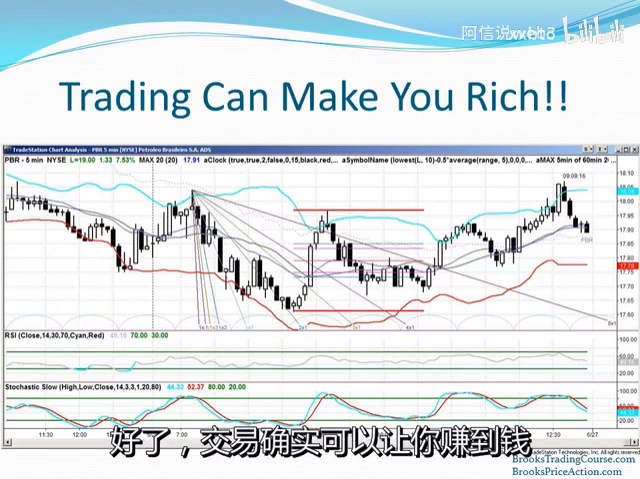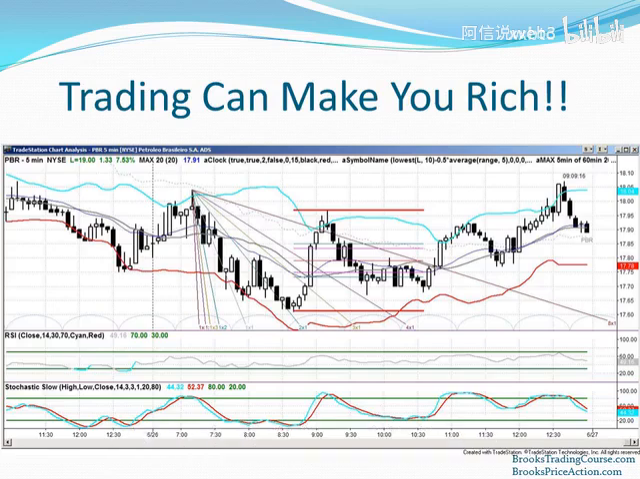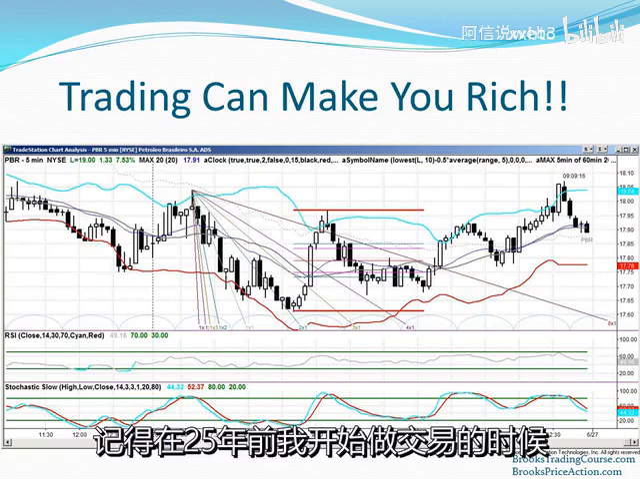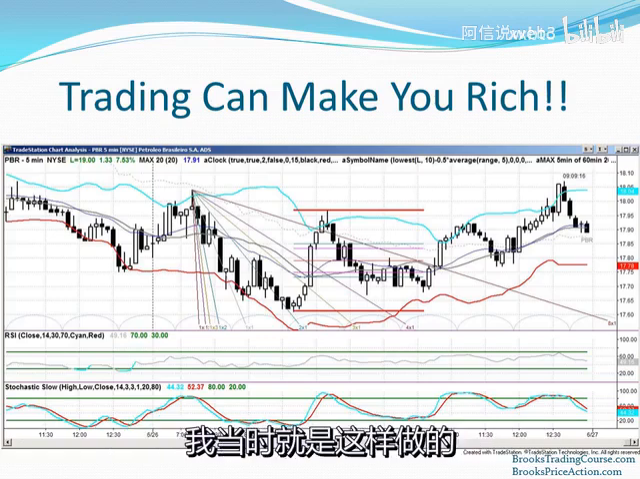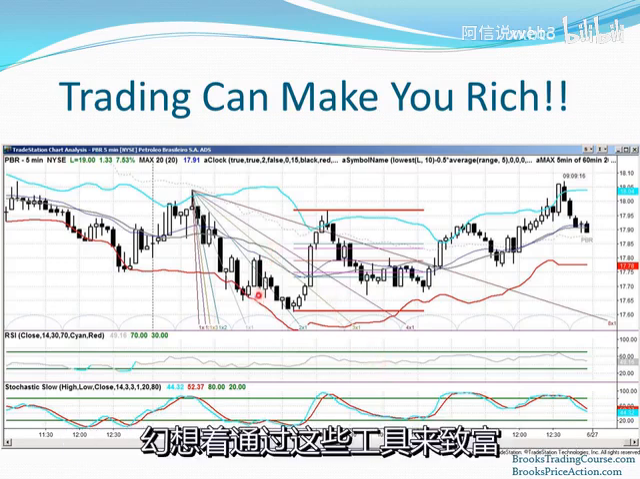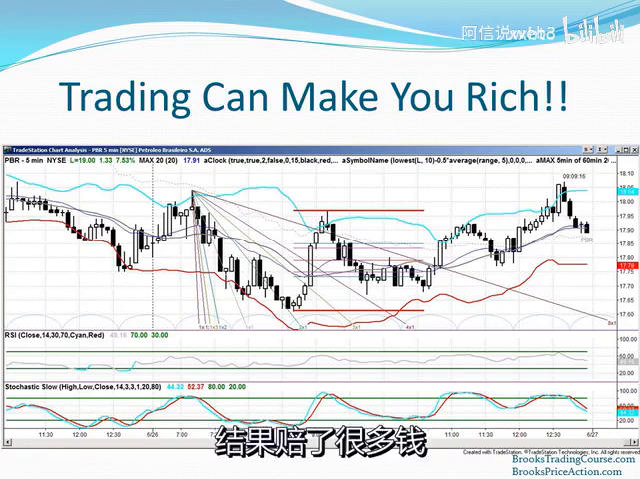Okay, trading can make you rich, right? However, this is not the way to do it. When I first started trading 25 years ago, this is pretty much what I did. I put many indicators on my charts and hoped that they would make me rich, and I lost money.